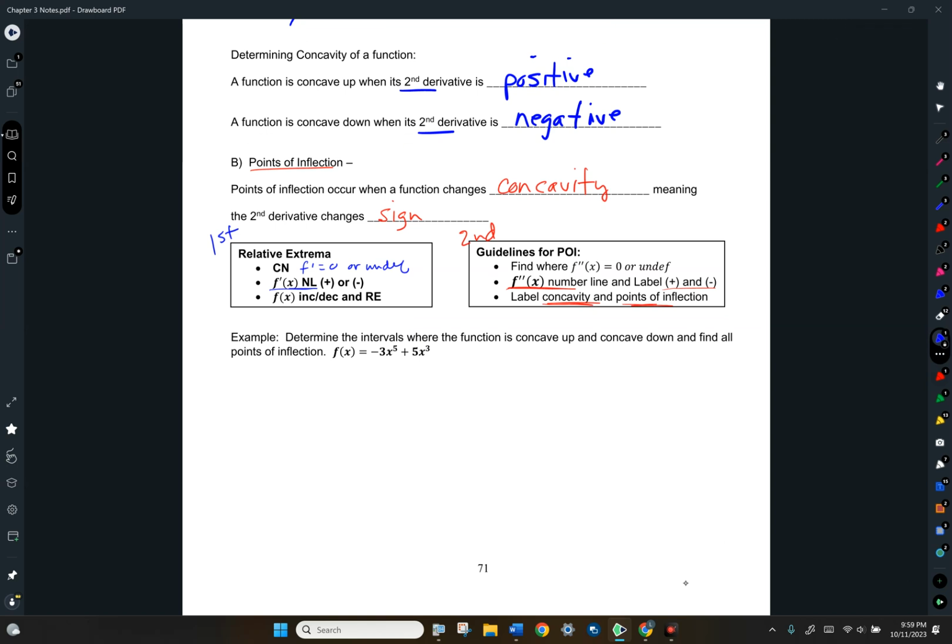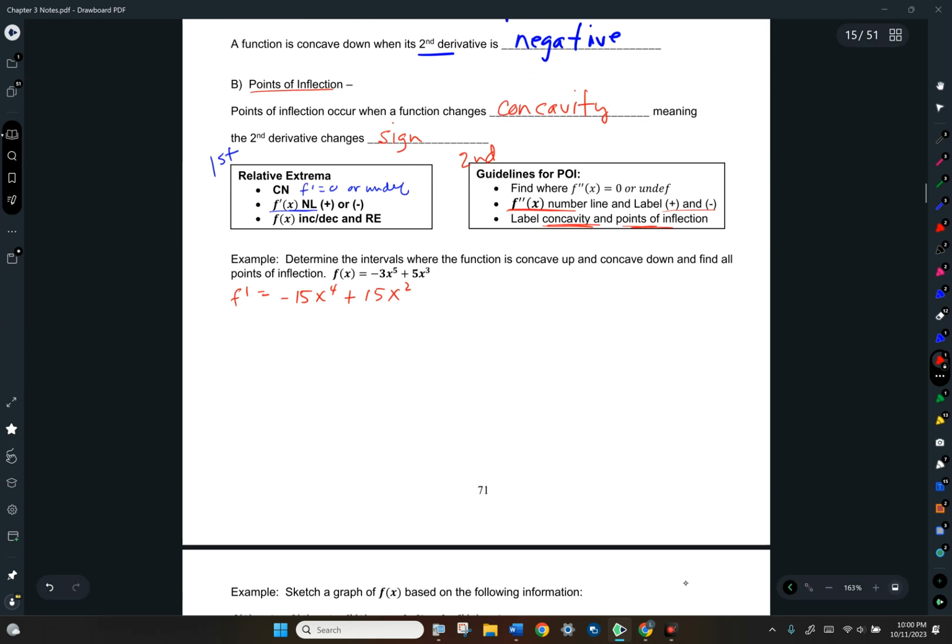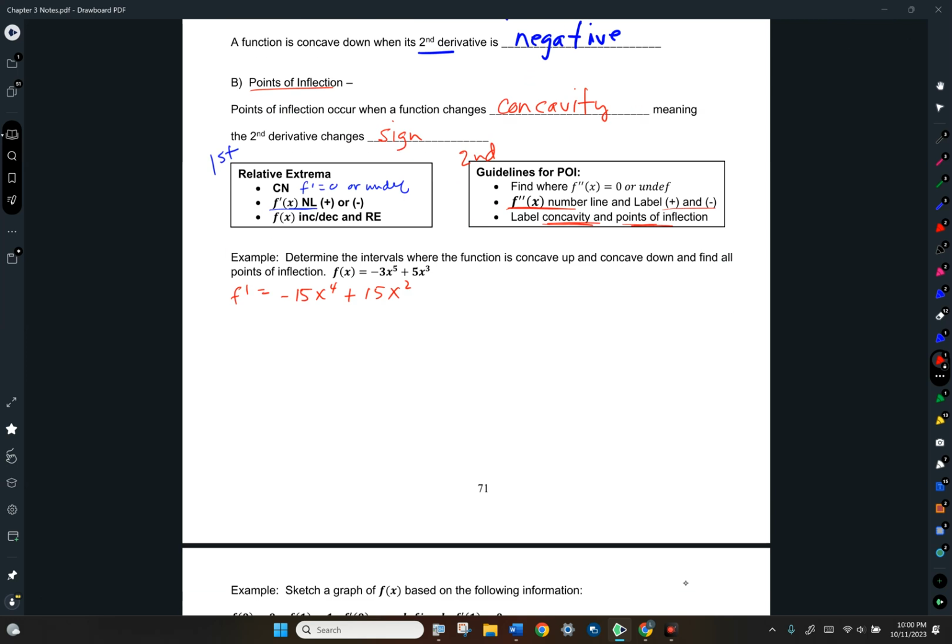Look at my example. It says determine the intervals where the function is concave up and concave down and find all points of inflection. Since they mentioned concavity and points of inflection, I'm not going to stop at the first derivative; I'm going to go straight to the second derivative. The first derivative is negative 15x to the fourth plus 15x squared. Since I want to find where the second derivative is 0 or undefined, I need to go to my second derivative. The second derivative is negative 60x cubed plus 30x.